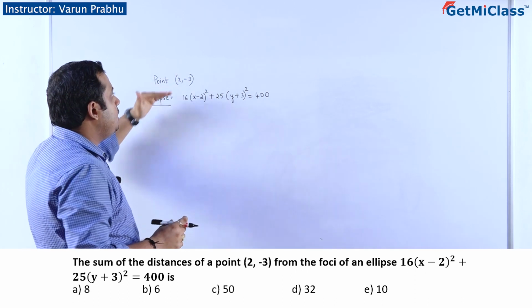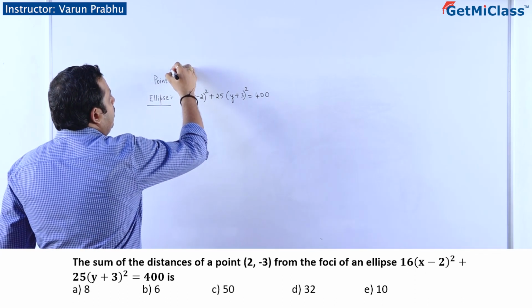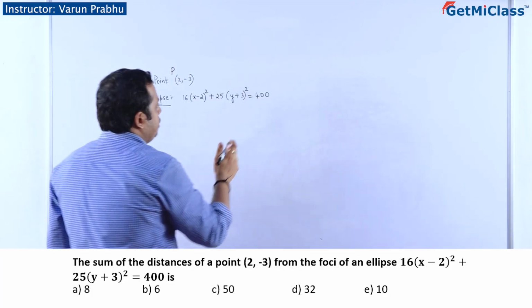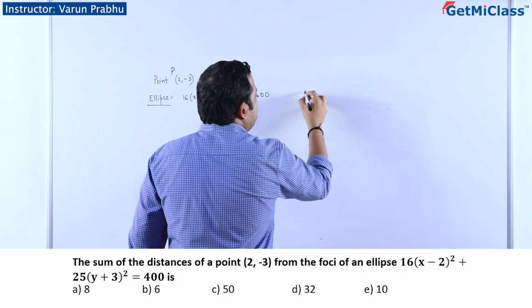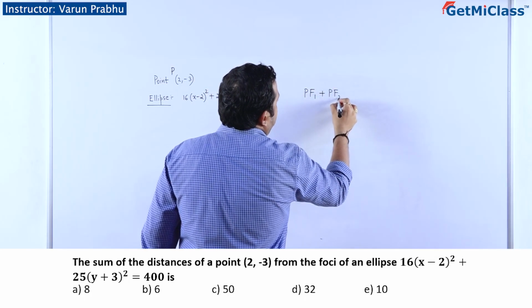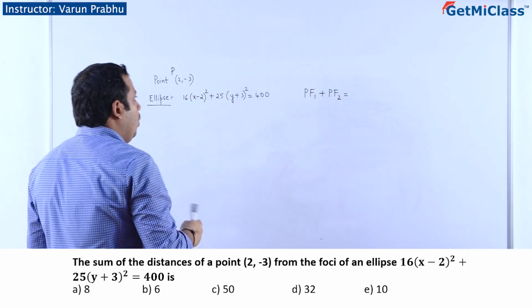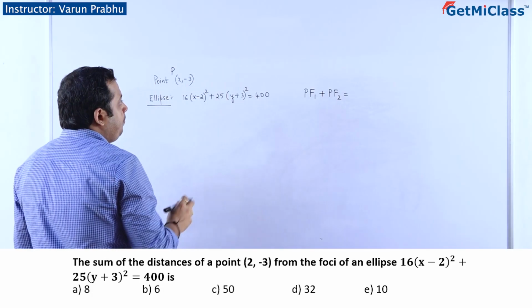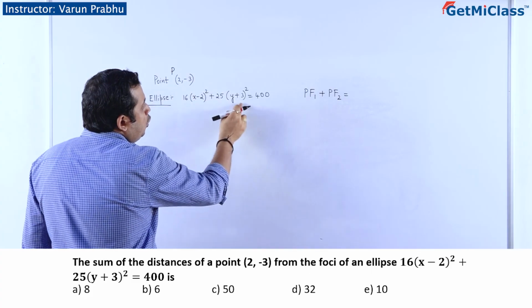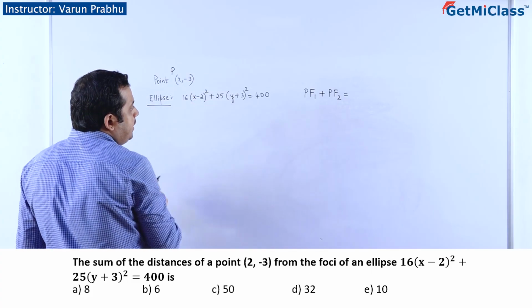The question asks for the sum of distances of this particular point, let me call it point P, from the foci of this ellipse. Let me say the foci will be F1 and F2. PF1 plus PF2 should be equal to what is asked. The distance of this point from the foci of the ellipse, but this ellipse does not have its center at the origin, right?